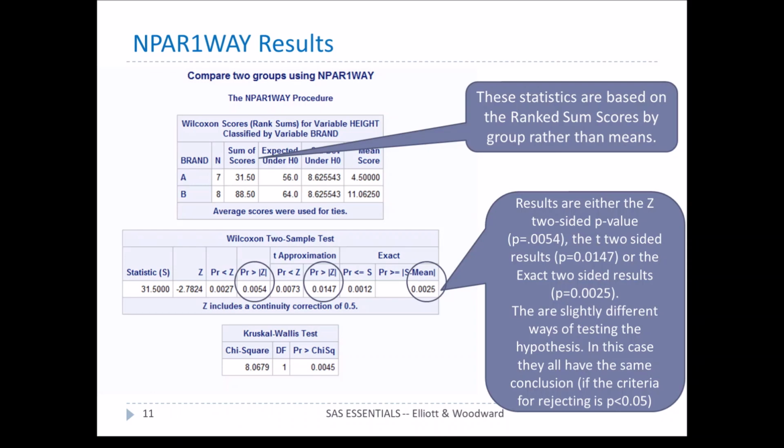Now these are slightly different results because they're slightly different ways of testing the hypothesis. In this case, they all have the same conclusion. So from all of these tests, we would assume that there is a difference between the two fertilizers. And then finally, the actual Kruskal Wallis test at the bottom is a chi-square test. And again, we get a p-value of 0.0045, which again agrees with all the tests above.